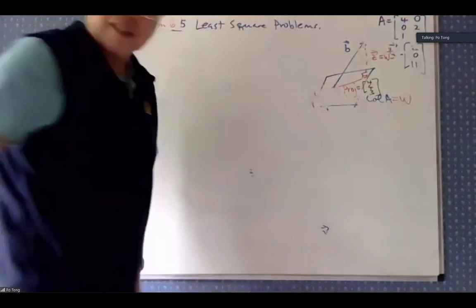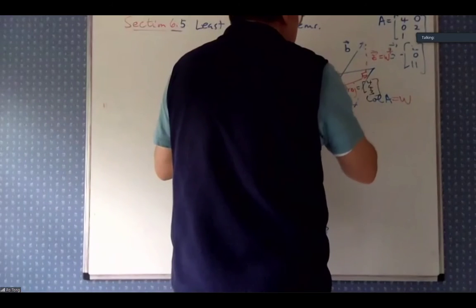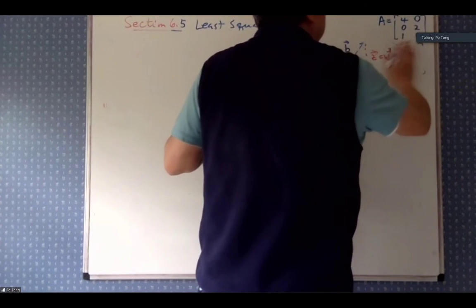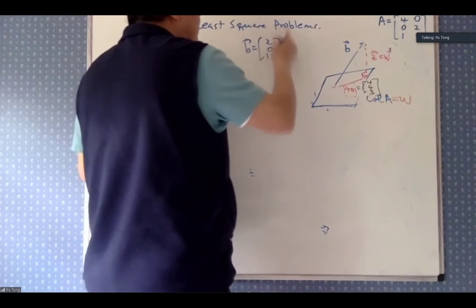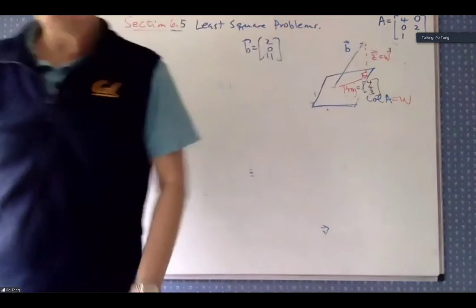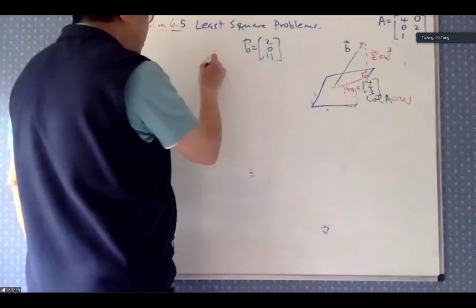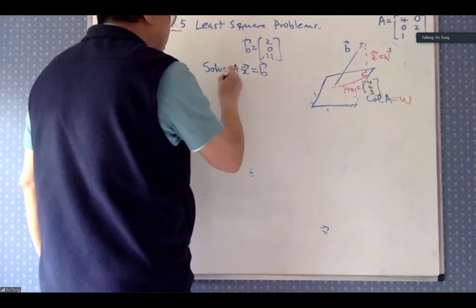This is a recap of what has happened. This is my original B, 2, 0, 11. This is not in the column space of A. That's not in the column space of A. So when you try to solve AX equal to B, it's inconsistent.